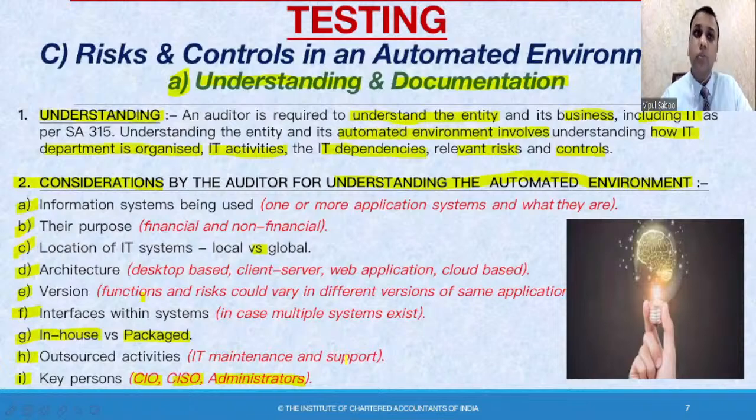Okay. So with respect to risks and controls in an automated environment, we first need to understand the risks and document them. And to understand the risks, these are the considerations which we need to understand. On the basis of this understanding and documentation, we can move further. What could be our audit procedures? What could our plan include? Whether we need to modify our plan or program accordingly. So the use of IT will affect our planning program as well.